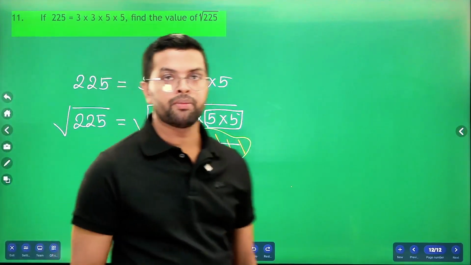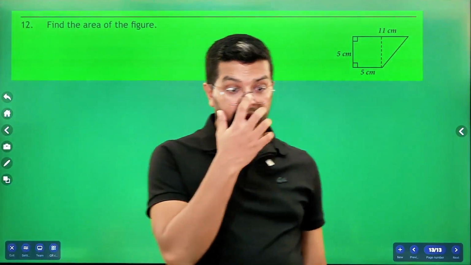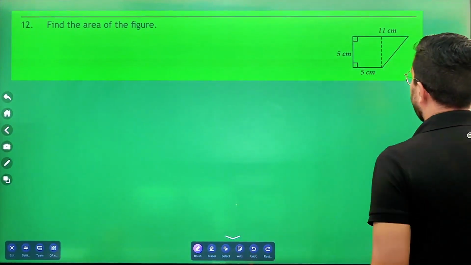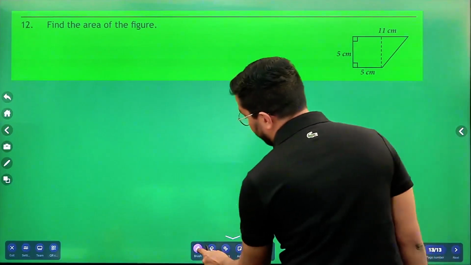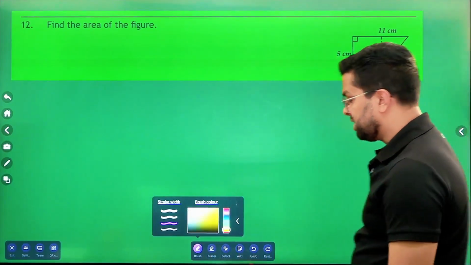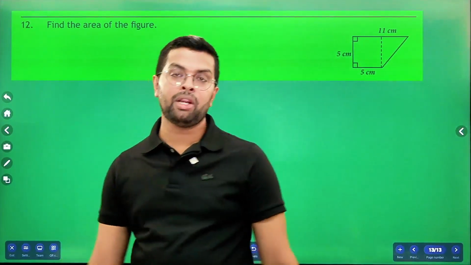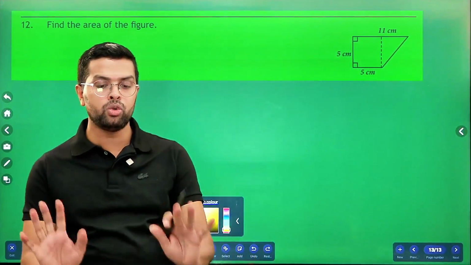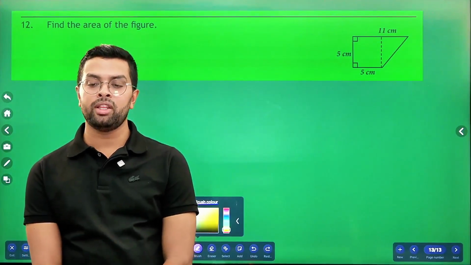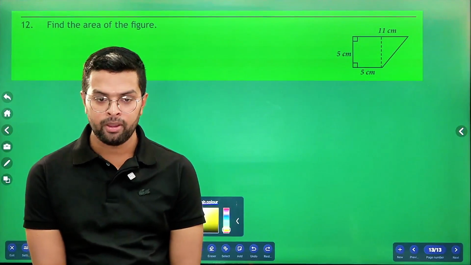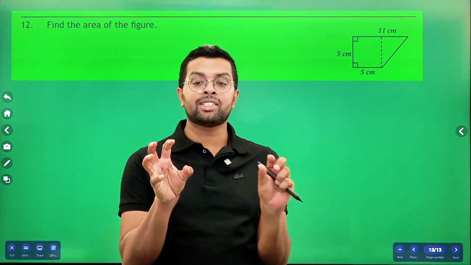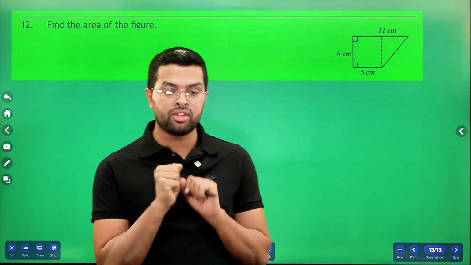Question number 12. Find the area of the figure. This figure is actually called a trapezium, right? But in grade 8 we still do not know how to find the area of a trapezium. We know how to find the area of a triangle. We know how to find the area of a square, right? Let's consider this as a composite figure.